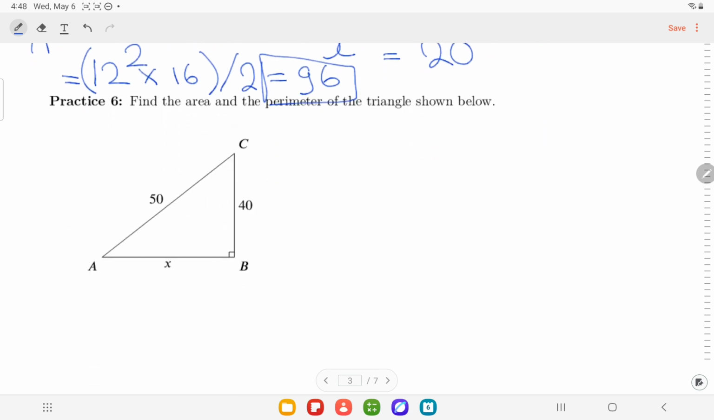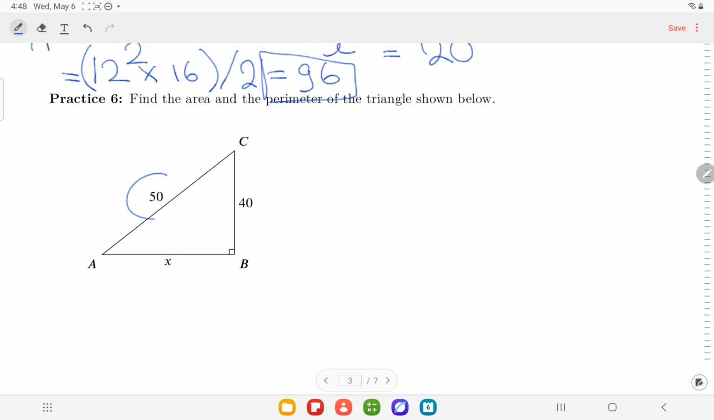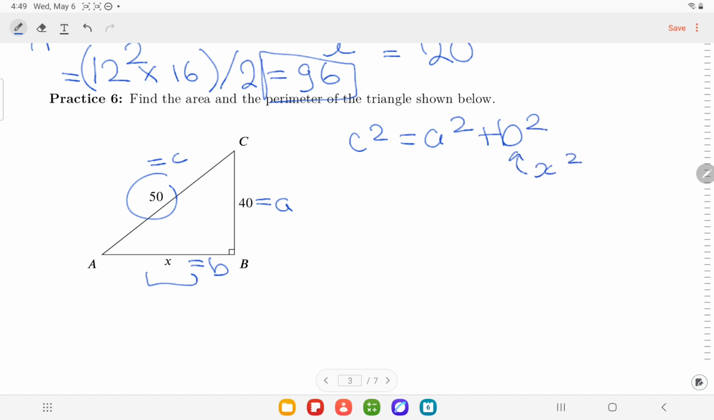Same idea for this next one, except now the hypotenuse is the 50. So this x can be the b. So our equation is c squared is a squared plus b squared, or this is x squared. And so we know that we're looking for our x, so we can isolate for it by subtracting a squared from both sides. So we end up with c squared minus a squared. And we know c is 50, and we know a is 40.